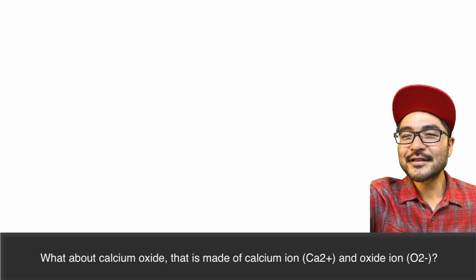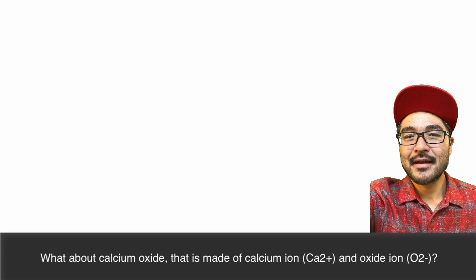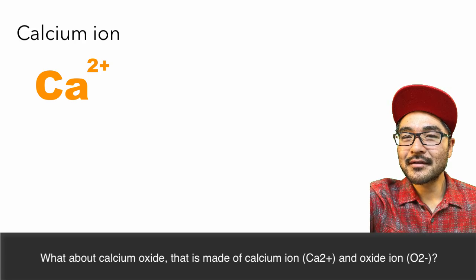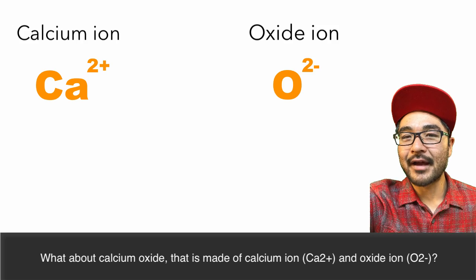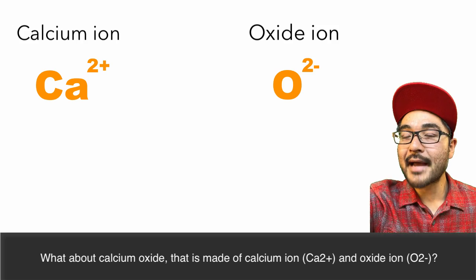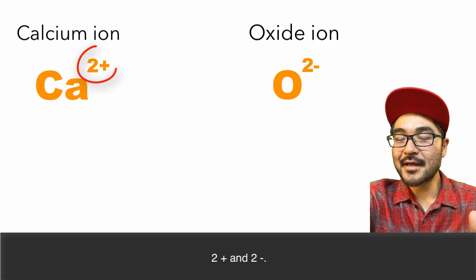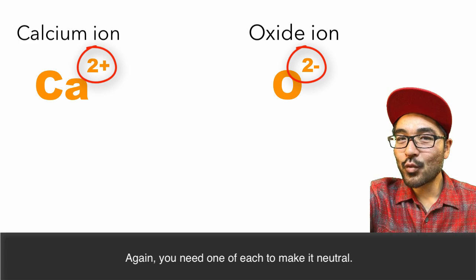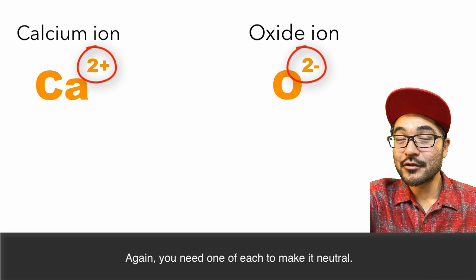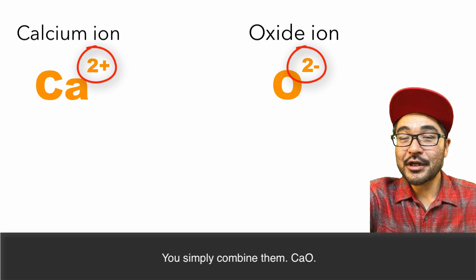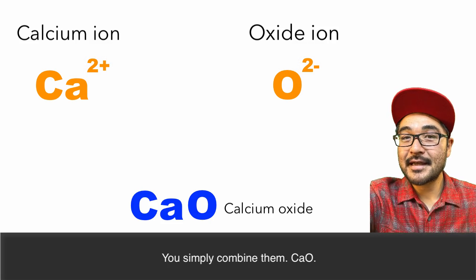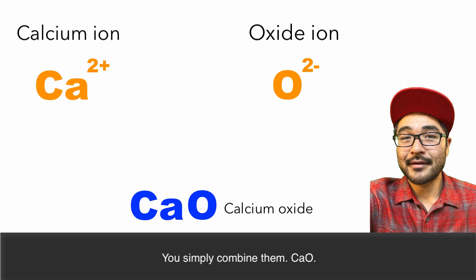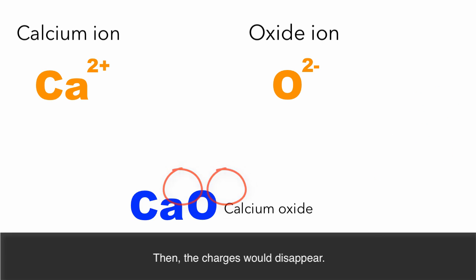What about calcium oxide? That is made of calcium ion, Ca2+, and oxide ion, O2-, 2+ and 2-. Again, you need one of each to make it neutral. So you simply combine them, CaO. Then the charges would disappear.